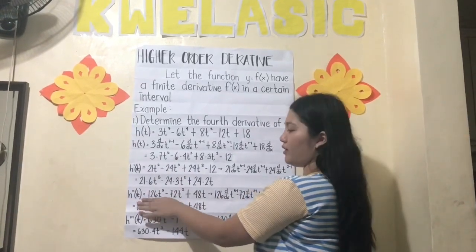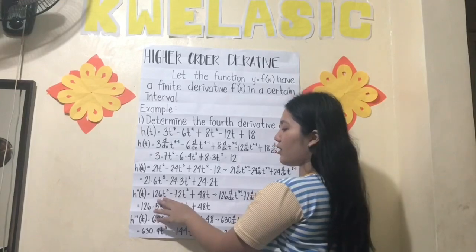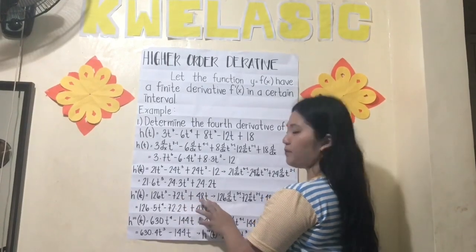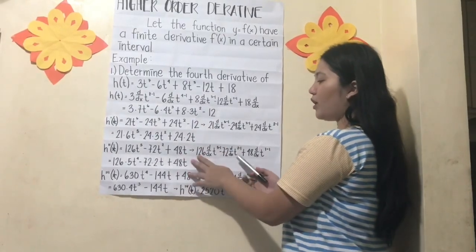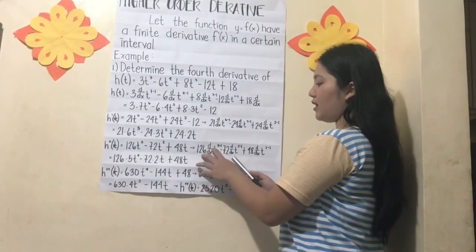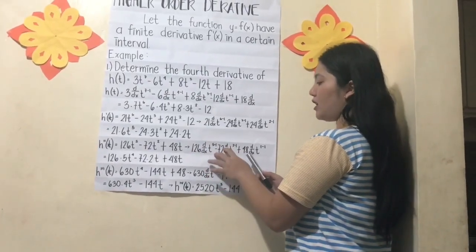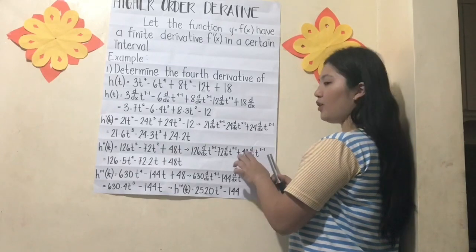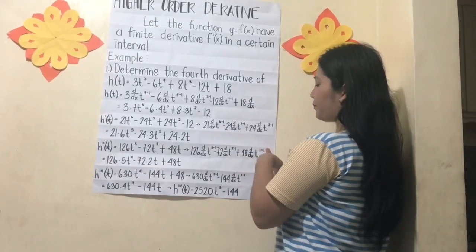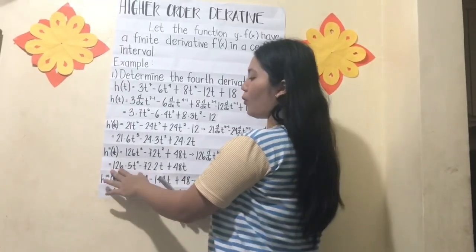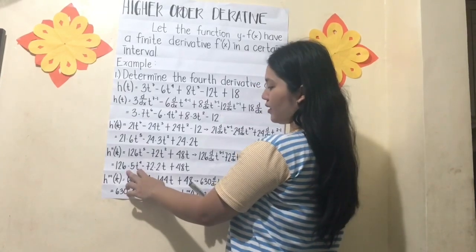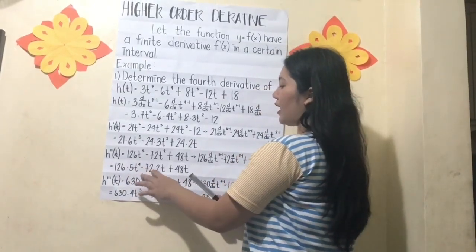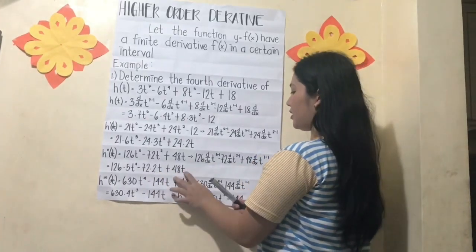So our second derivative is 126t raised to the power of 5 minus 72t squared plus 48t. So same process. 126 d over the derivative of x, t to the 5 minus 1, minus 72 d over the derivative of x, t to the 2 minus 1, plus 48 d over the derivative of x, t to the 1 minus 1. After, we need to multiply 126 times 5t raised to the power of 4, because 5 minus 1 is 4, minus 72 times 2t plus 48t.